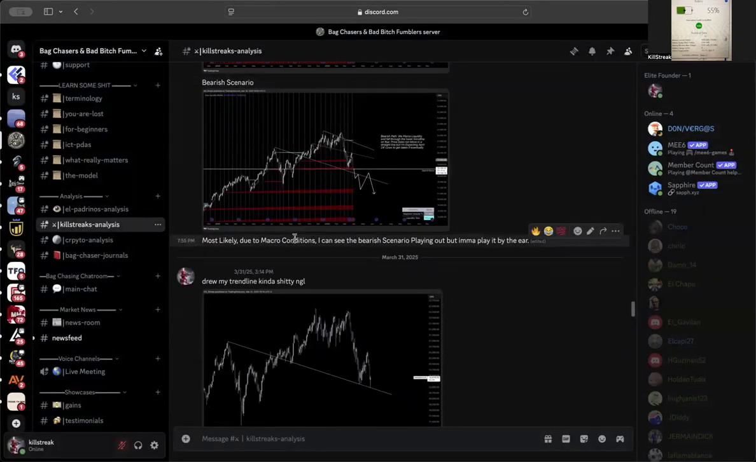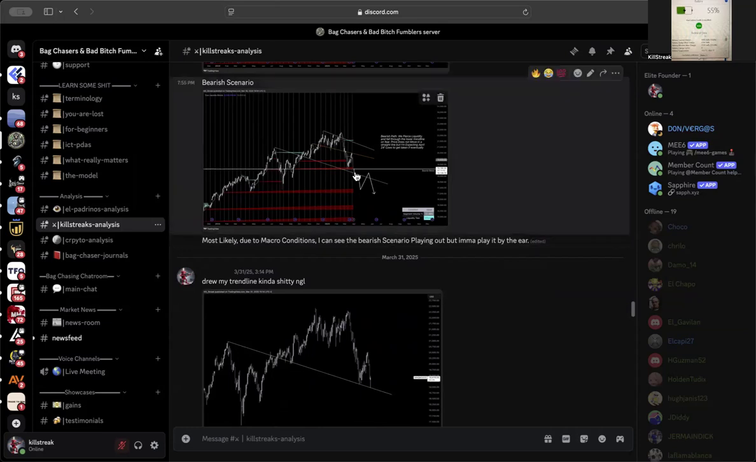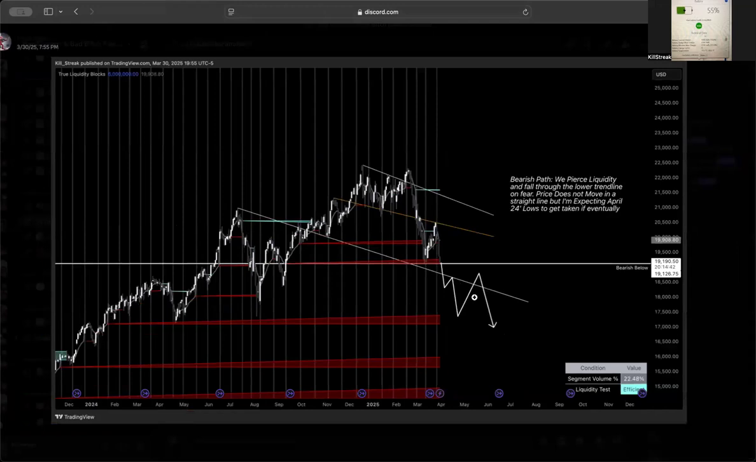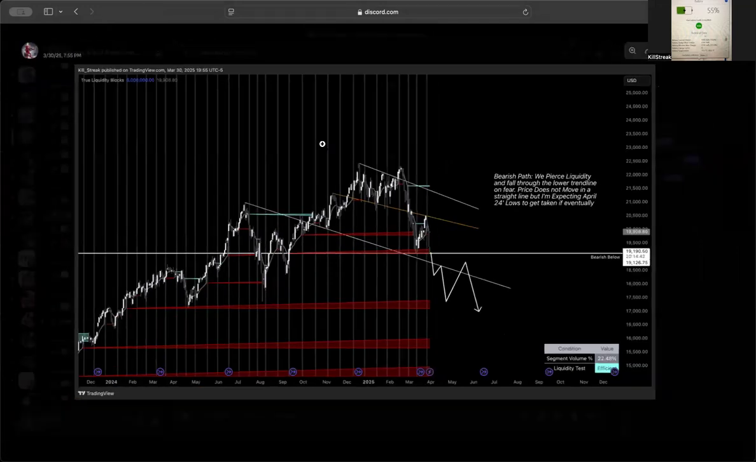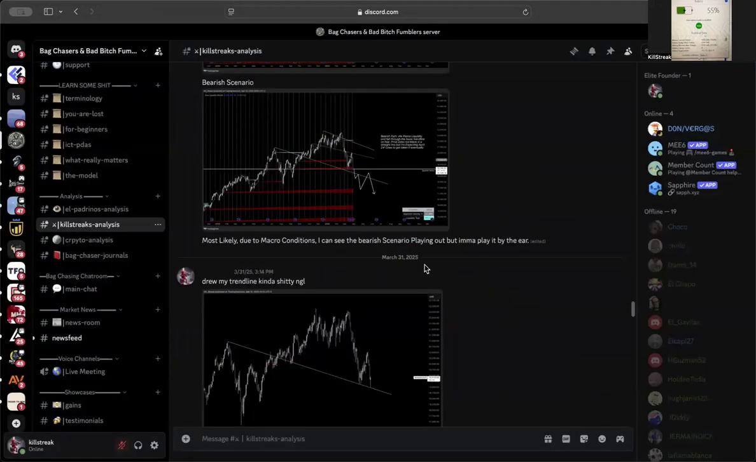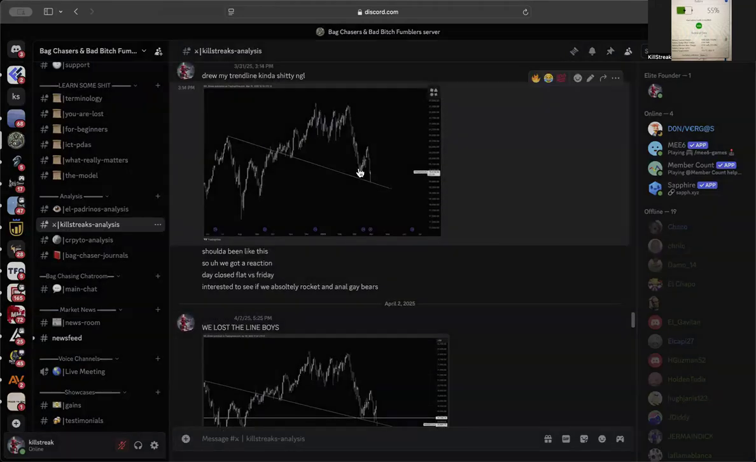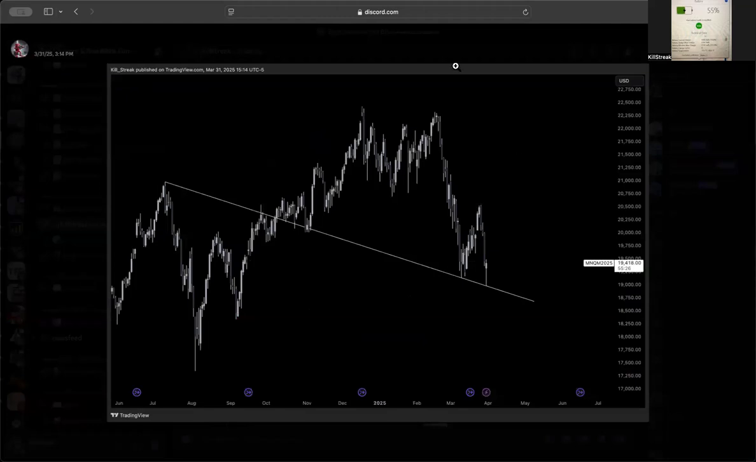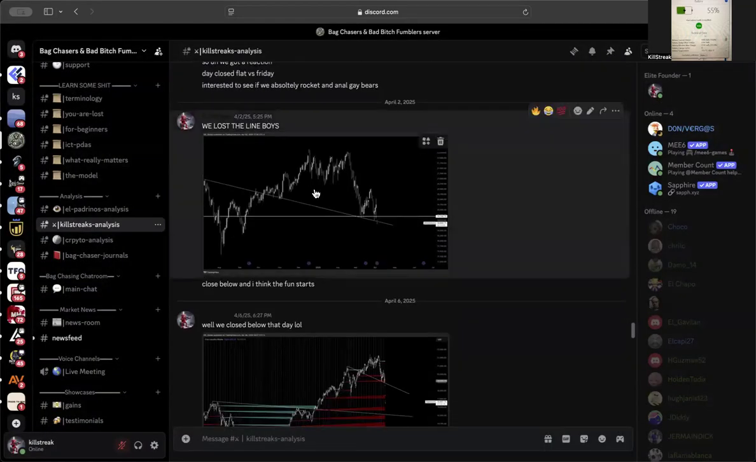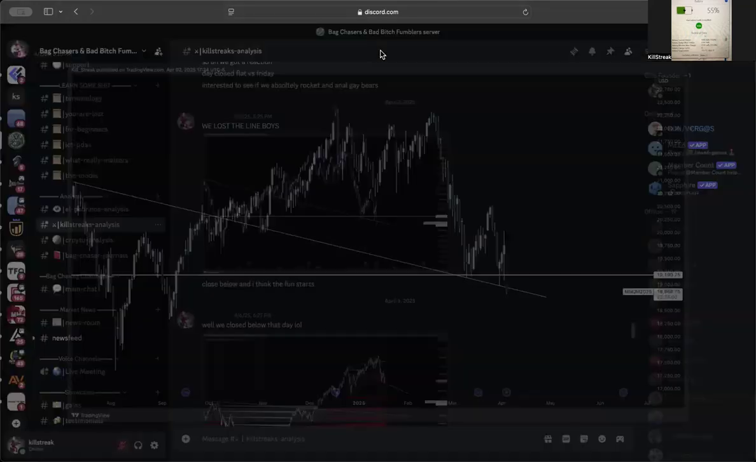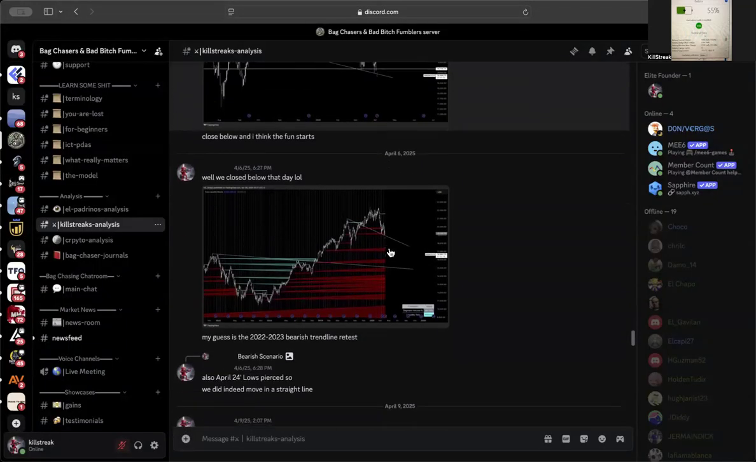And I was expecting, looks like the macro conditions, I can see the bearish scenario playing out. And in fact, we actually dropped all the way down here instead of bouncing at all like this before. Was not expecting that because price doesn't usually take a straight line. But this was a trend line, right? And we kind of bounced off of it. And then we lost the line, closed below it. This was on, my bad, this was on the March, April 2nd.